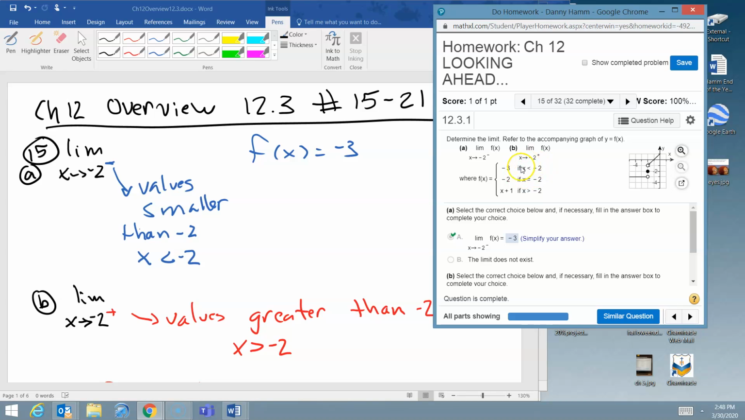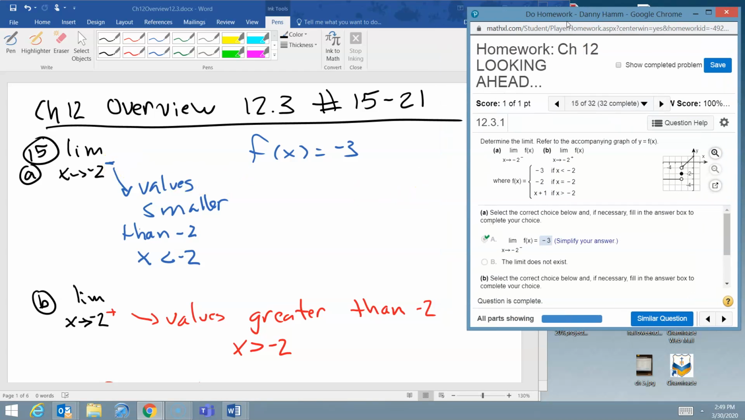And this is another way of looking at that, with this notation here, x is less than -2. Those are both saying the same thing, and they are both saying the y value is -3. So there aren't any calculations here. It's just getting you used to looking at what this negative sign means in terms of finding a limit.